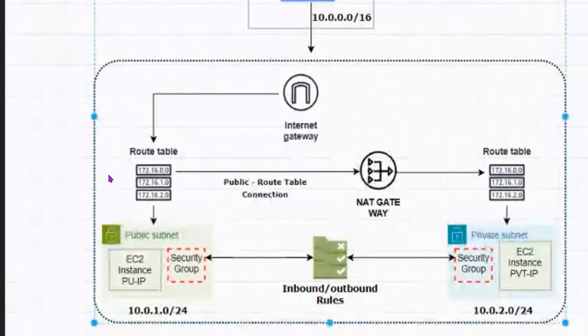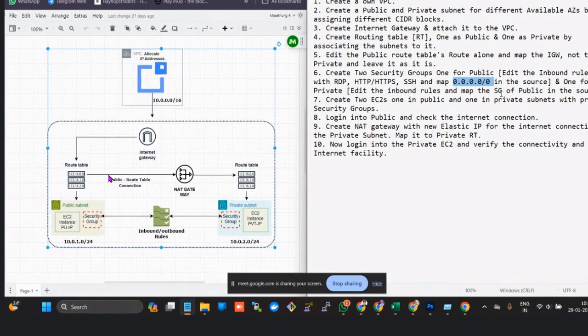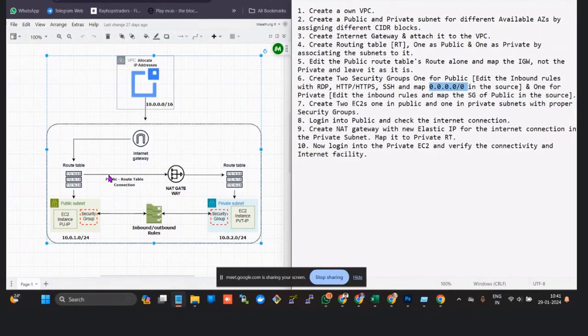Then the same rules also apply in the private security group. Then I will create the EC2 instances, connected in the subnets and VPC, and log in and launch the instance. I will go to the public instance, open the browser to connect into the public instance, and then open the private instance. So this is what I will learn this weekend, sir.